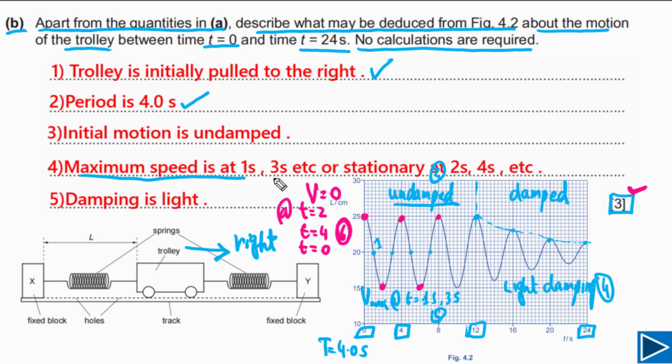Maximum speed is at t is equal to 1 second, meaning the speed is maximum here, and the trolley is stationary at this point, this point, and this point, meaning t is equal to 2 seconds, 4 seconds, even 0 seconds, as we have discussed here. Damping is light, we have discussed here. So you can write down any 3 points, you will get 3 marks. Each mark is a B mark, meaning this has to be in your answer. You can include any 3 points from here.